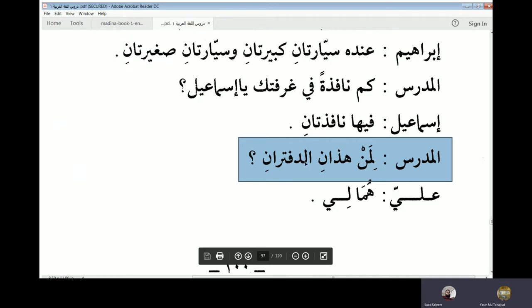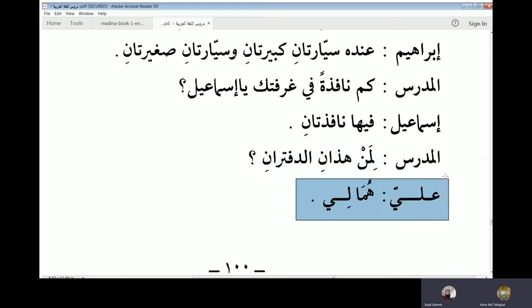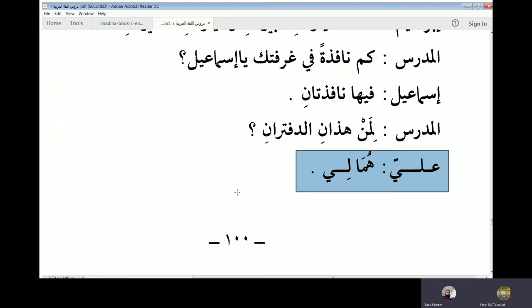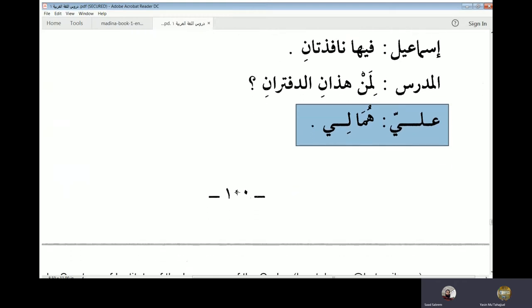Liman hadhani mudaftarani? To whom belong these two notebooks? Li, they are mine. They belong to me.